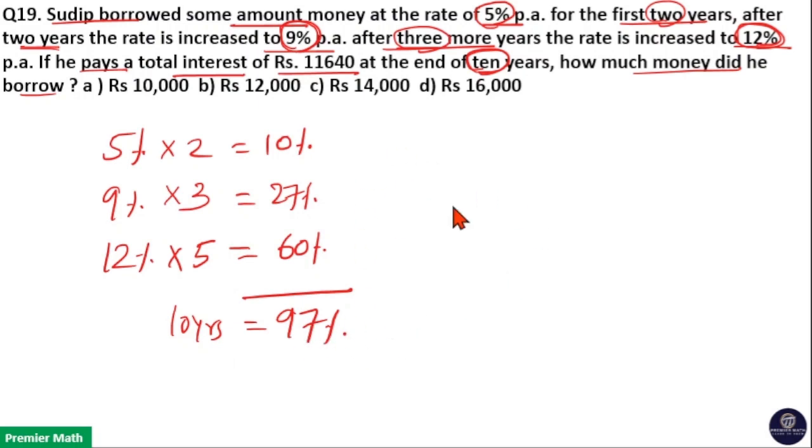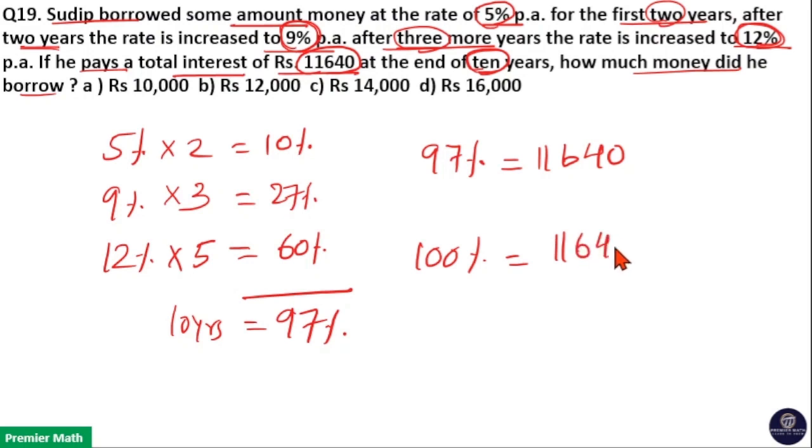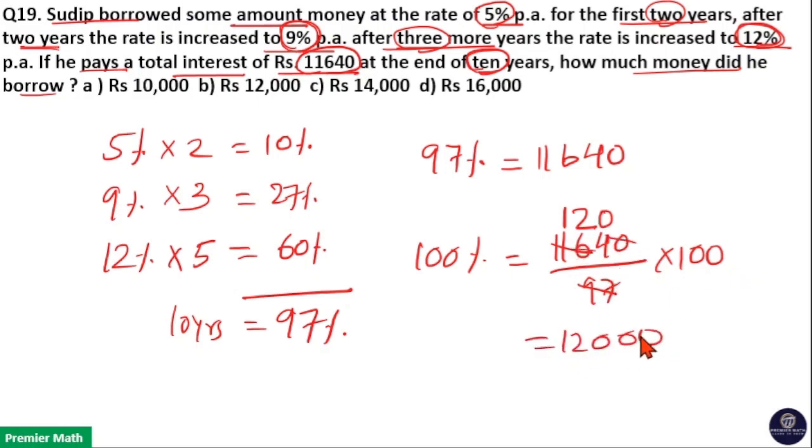Now this 97% is the total interest he paid at the end of 10 years, which is equal to 11,640. Now 100% is the sum, which is equal to 11,640 divided by 97 into 100. Now here 97 goes 1 time in 116, remaining is 194. So 97 goes 2 times in 194. So 0 is remaining. 120 into 100, which is equal to 12,000. So 100% is the sum, which is equal to 12,000. So principal is 12,000. Option B is your right answer.